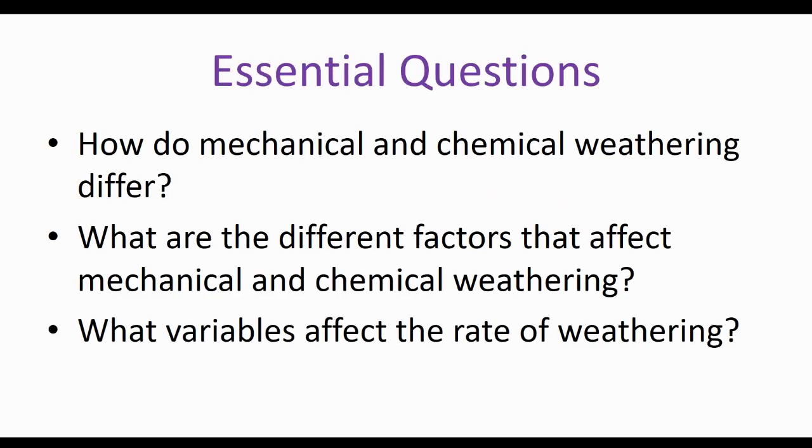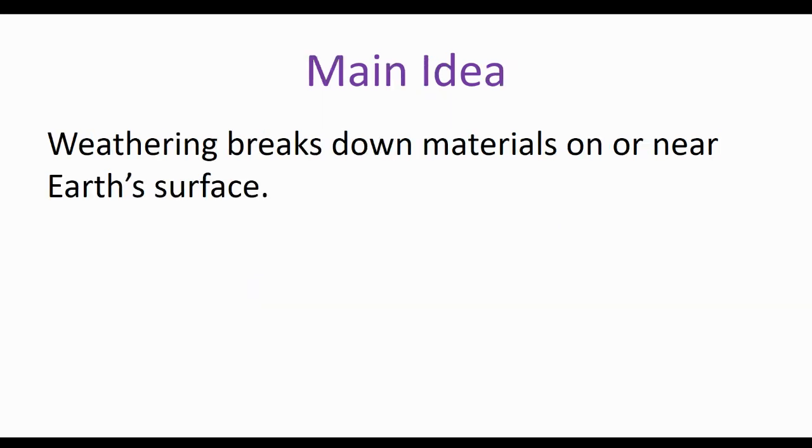Questions you should be able to answer at the end are: how do mechanical and chemical weathering differ? What are the different factors that affect mechanical and chemical weathering? And what variables affect the rate of weathering? The main idea of this video is that weathering breaks down materials on or near Earth's surface.